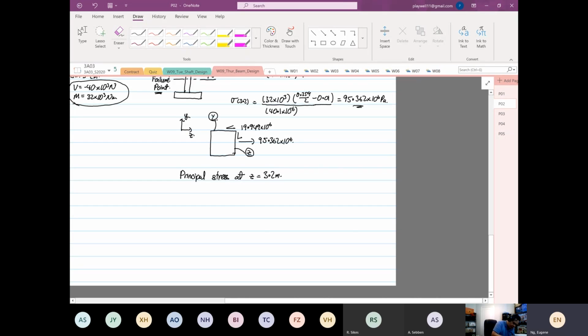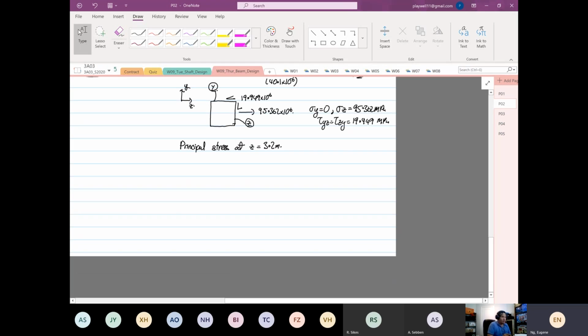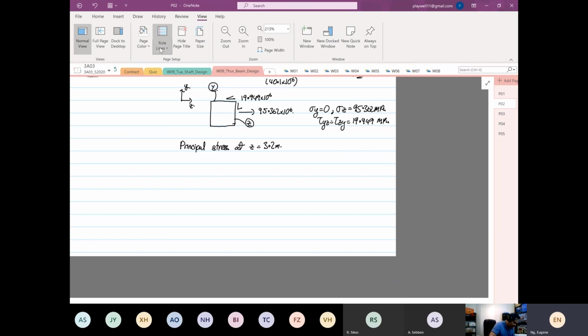So we know that stress Y is equal to 0. Stress Z is equal to 95.362 megapascal. Your shear YZ is equal to the shear ZY, and is equal to 19.949 megapascal. So we know that. We want to find the principal stress now. As I say, I'm just sketching this, not to scale.